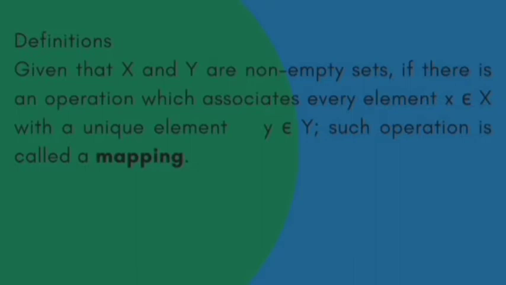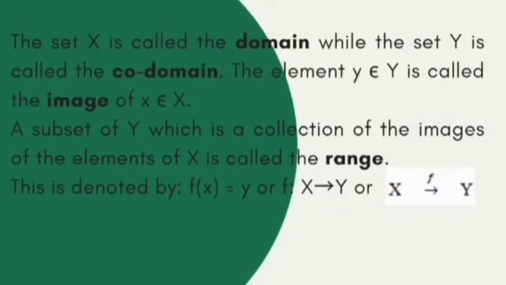Given that X and Y are non-empty sets, if there is an operation which associates every element x in X with a unique element y in Y, such operation is called a mapping. The set X is called the domain, while the set Y is called the codomain. The element y in Y is called the image of x in X.